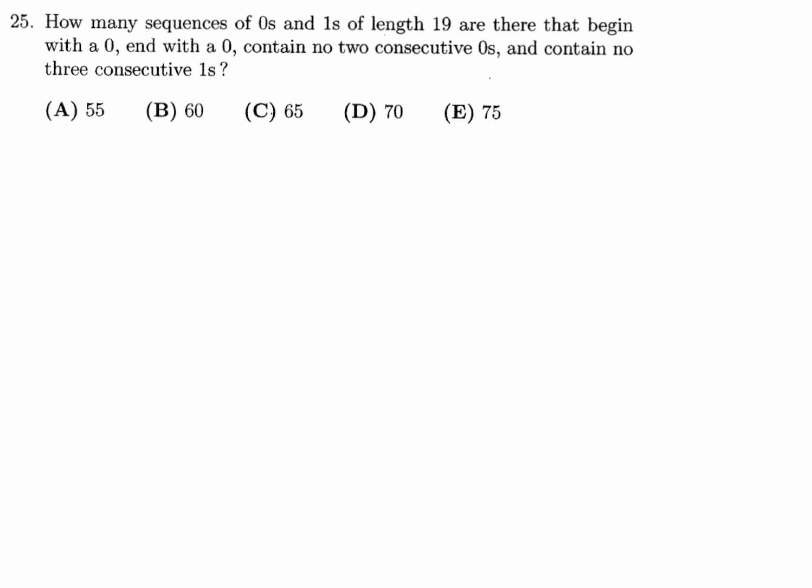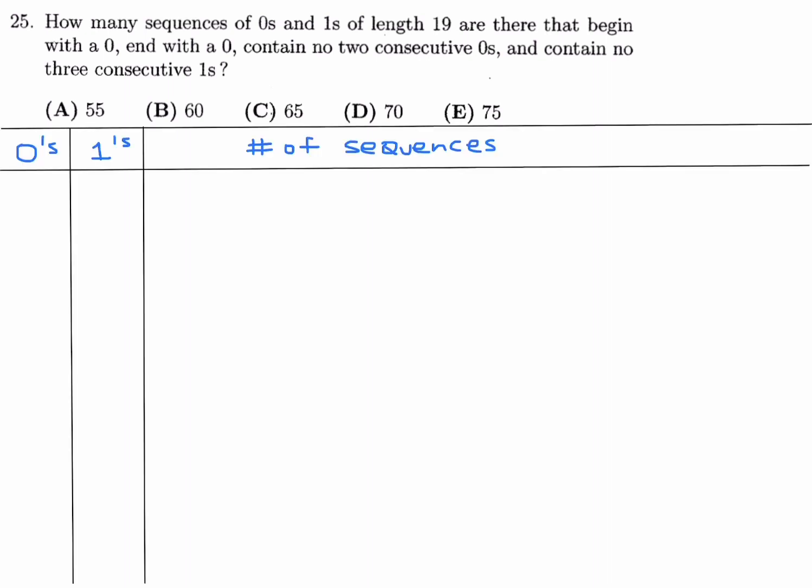How many sequences of zeros and ones of length 19 are there that begin with a 0, end with a 0, contain no 2 consecutive zeros, and contain no 3 consecutive ones? All right, well, this question, we've got a few scenarios here, and we're going to need to make a table and talk about them. Okay, so there's 19 slots, and we have to put either a 0 or a 1 in each of those slots. So we have to figure out how many zeros and how many ones. Well, they gave us a couple rules that you cannot put 0, 0, and you could not put 1, 1, 1, like that.